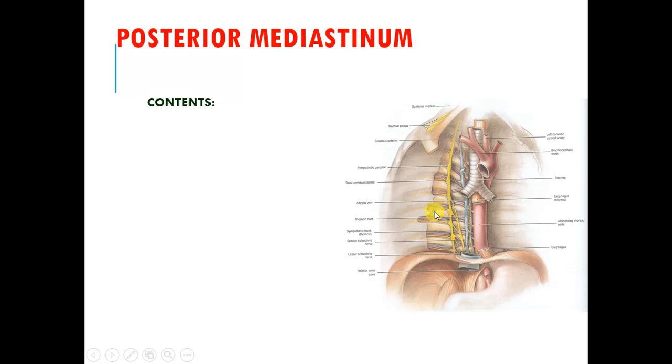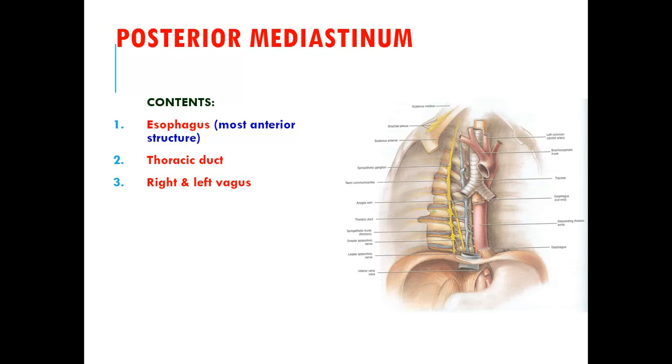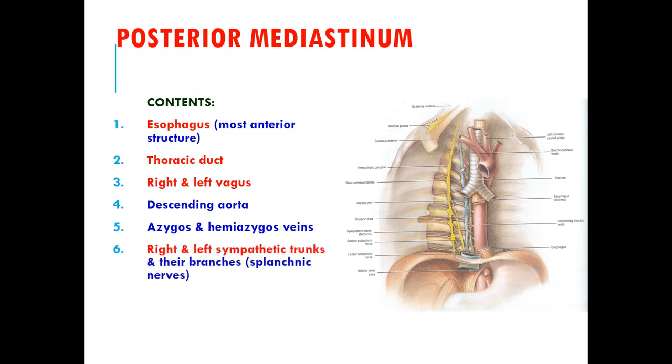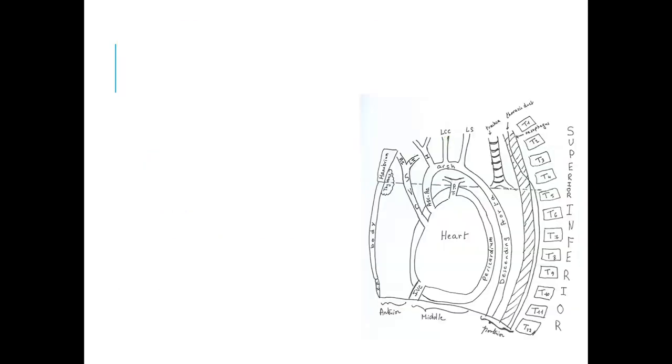So the posterior mediastinum contents will be the esophagus, the most anterior structure, the thoracic duct, right and left vagus, descending thoracic aorta, azygous and hemiazygous veins, right and left sympathetic chain trunks and their branches, branching nerves, and the lymph nodes obviously will be present there.